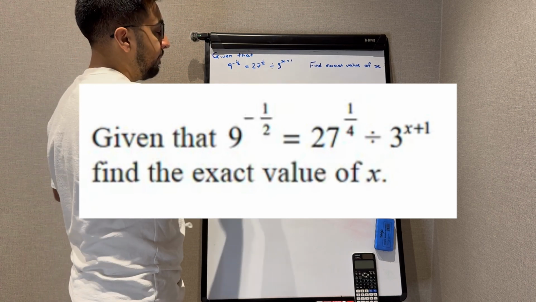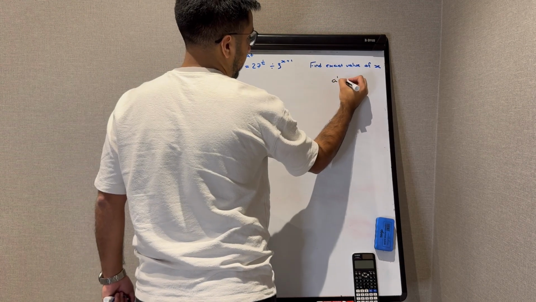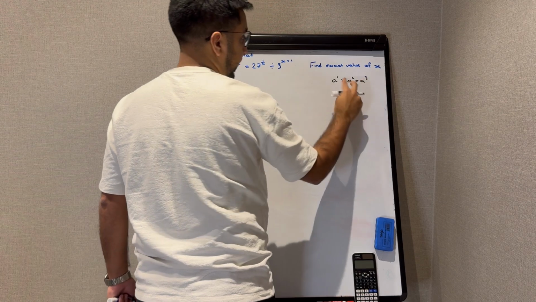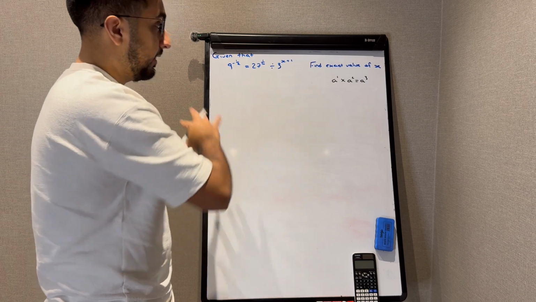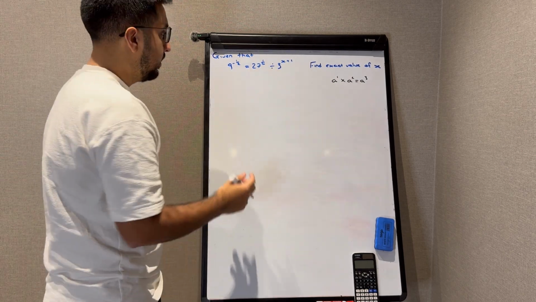Well, firstly, knowing our rules of indices, we know that we can do, for example, a to the power 1 times a to the power 2 and get a to the power 3 because the bases are the same. If the bases are different, this is not true. So let's make all these the same.